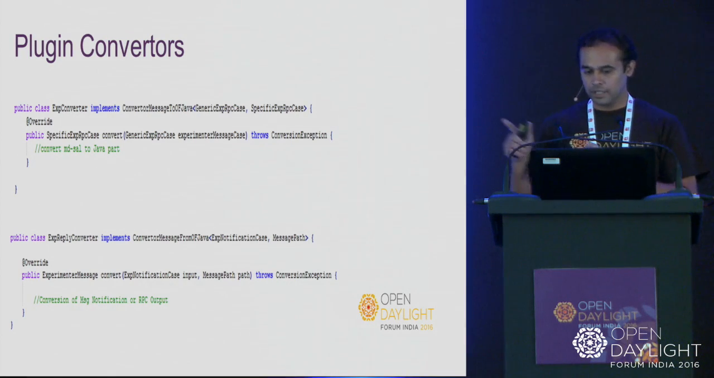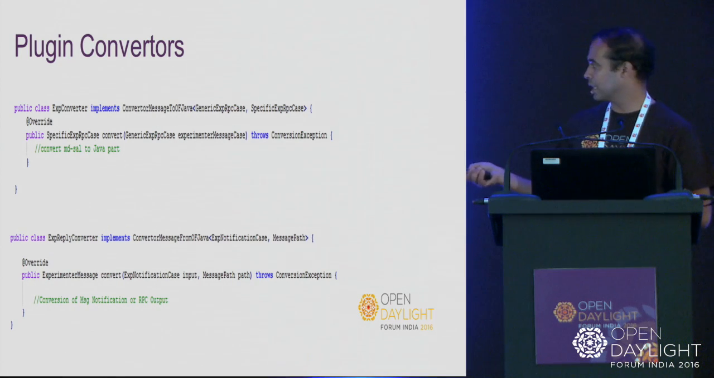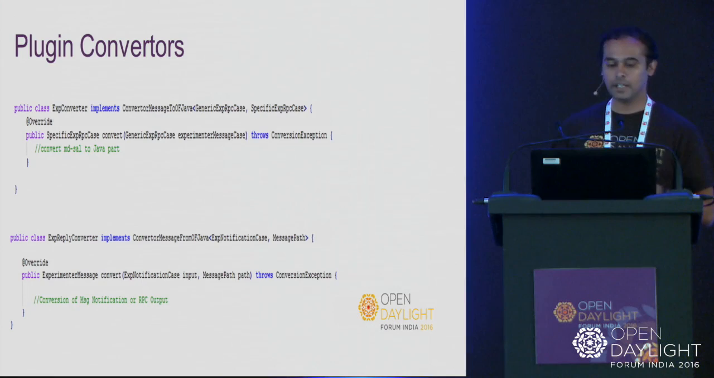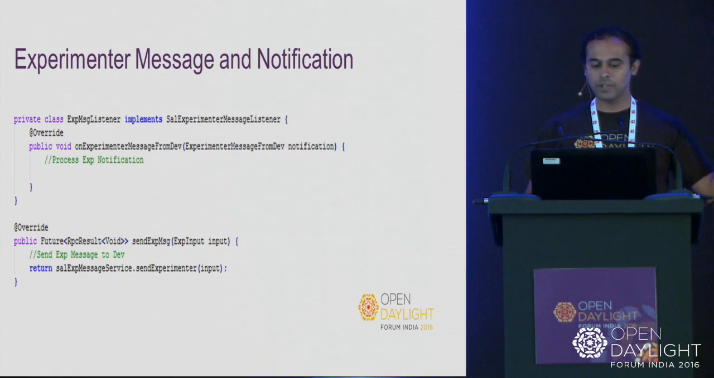All right, so the same story is happening at the plugin level here. Typically you would want an API, something like send experimenter message, which is what is happening here. The typical flow will be: the module will do send experimenter message, that will convert to the Java layer, and then finally it will go on the wire.